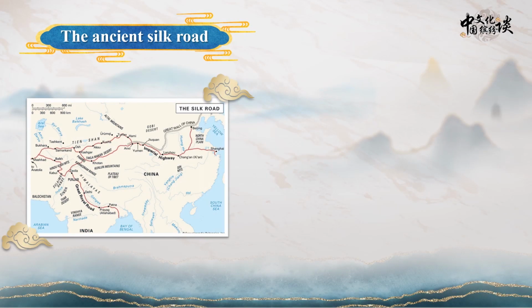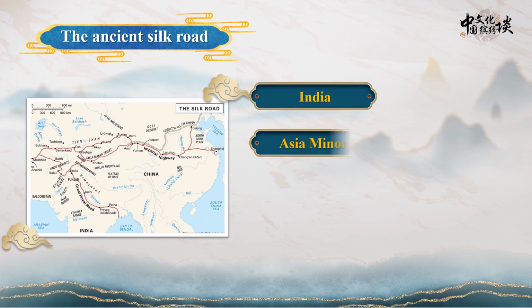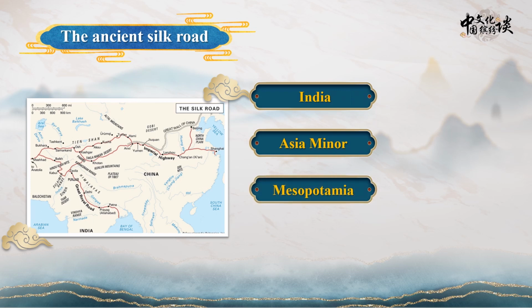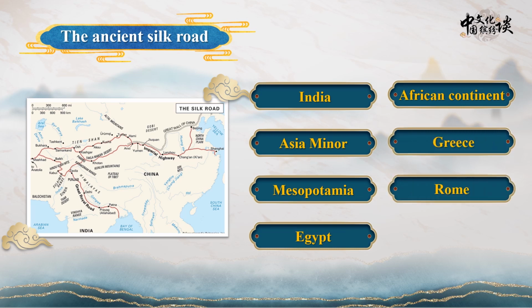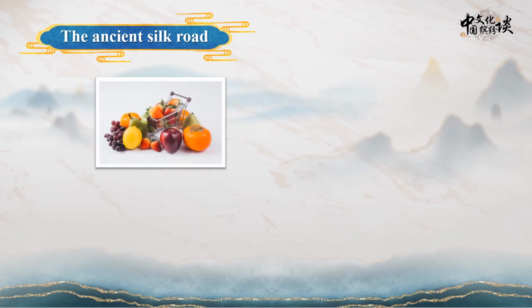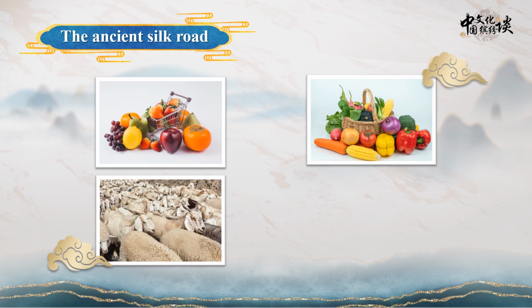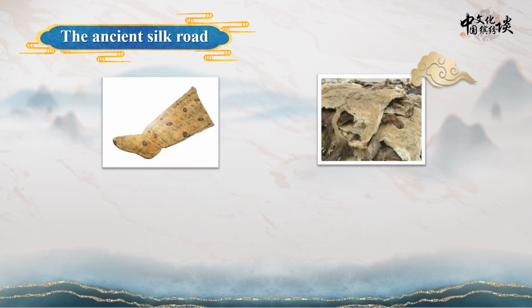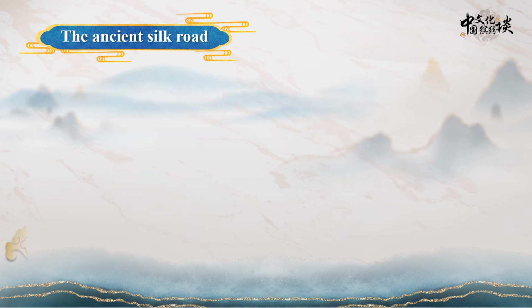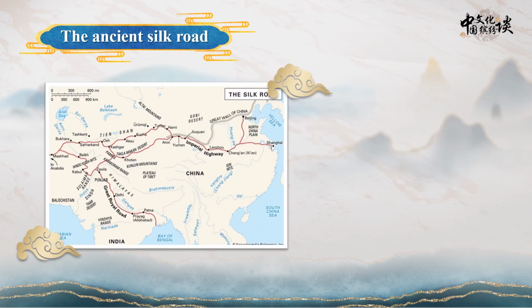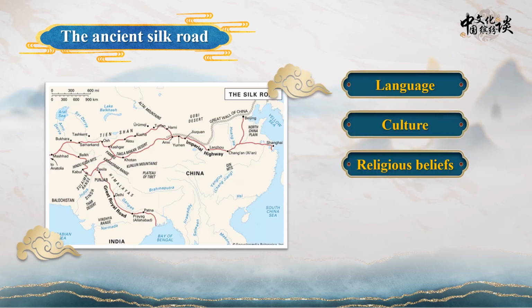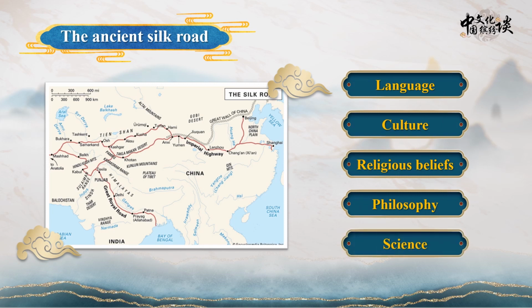Thus, the Silk Road was opened in 130 BC, stretching from China through India, Asia Minor, up throughout Mesopotamia, to Egypt, the African continent, Greece, Rome, and Britain. Trade along the Silk Road included fruits and vegetables, livestock, grain, leather and hides, tools, religious objects, artwork, precious stones and metals, and perhaps more importantly, language, culture, religious beliefs, philosophy, and science.